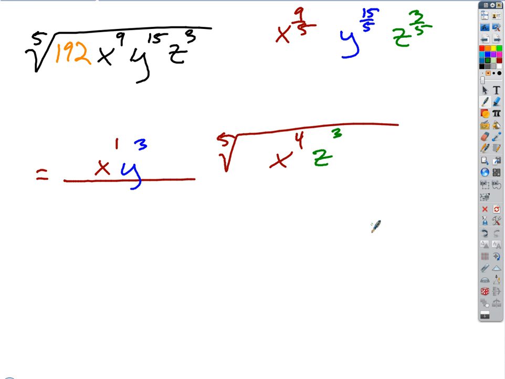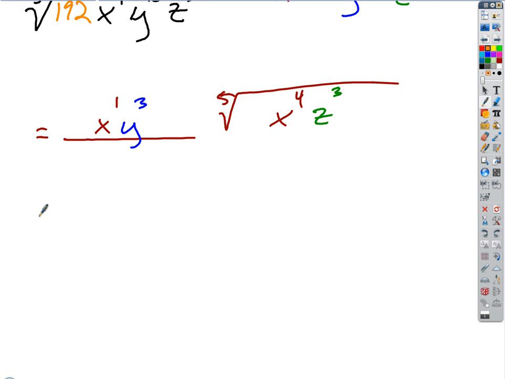So the hardest part is the 192. We have to simplify the 5th root of 192. Okay, remember that's just 192 to the 1/5. Okay, so we gotta break 192 up, and we have to factor it, see if we get some good stuff happening. Okay, so 192, what are the factors of 192? 2 and 96.